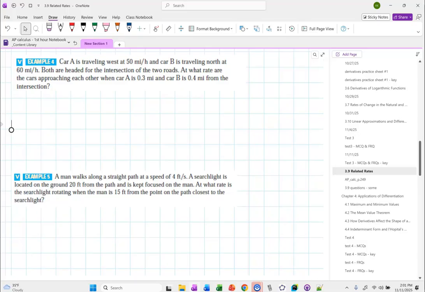You guys got a picture of what's happening? Yeah. Okay. Are they both meeting at the same time? Well, they're heading towards it. Whether they get there at the same time or not, I don't know. Are they heading away from each other? No. Towards. Oh. Both are headed for the intersection.